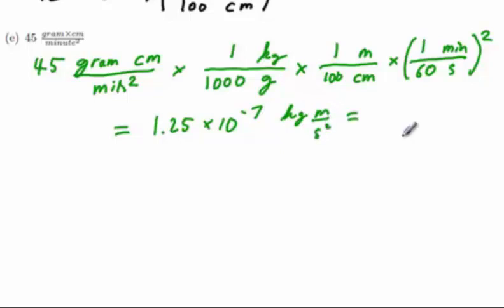You're probably already familiar with the expression that F is equal to ma, so that a mass times an acceleration is a unit of force. So kilogram meter per second squared we actually recognize as being newtons. So the answer is 1.25 times 10 to the minus 7 newtons.